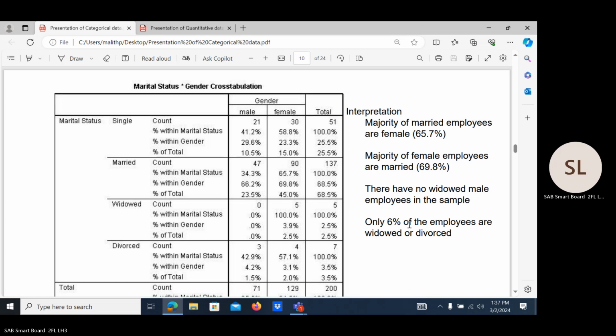This is the way we can interpret the cross tabulation. First we want to read these words. Based on that, we can write the interpretation. These are very important. Then this is the percentage value. Then we look at what? Within marital status. Then first give the priority to the marital status. That's 29.6%. This one shows within gender. Then first give priority to the gender. Understood?